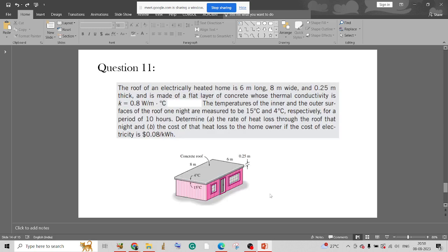Okay, last two questions. Question number 11: the roof of an electrically heated home is 6 meters long, as given in the diagram, 8 meters wide and 0.2 meter in thickness, and is made of a flat layer of concrete whose thermal conductivity is 0.8 W/m°C. The temperatures of the inner and outer surfaces of the roof one night are measured to be 15 and 4. That is, the ambient temperature is 4, for a period of 10 hours. Determine the rate of heat loss through the roof that night and the cost of the heat loss to the homeowner. If the cost of electricity is 0.08 per kilowatt hour, then from that we can find the cost of heat loss. Anyone who can solve? It's very easy. It's based on the first initial lectures.